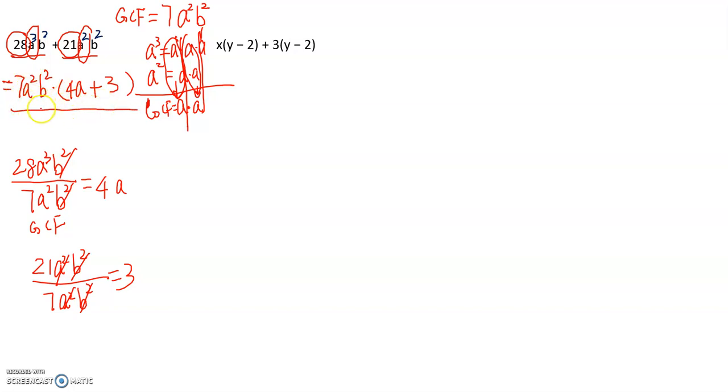So this is what we want. Be careful. You don't need to multiply them out because this is not a multiplication question. This is a factoring question. We want your answer to be something times something. But if you want to check your answer to make sure you did it right, you can multiply them out. For example, 7 times 4 is 28, a squared times a cubed, b squared, just put b squared there. And then we distribute 7a squared b squared to 3. That gives us 21a squared b squared. And that matches the problem given, which means this factoring is correct.